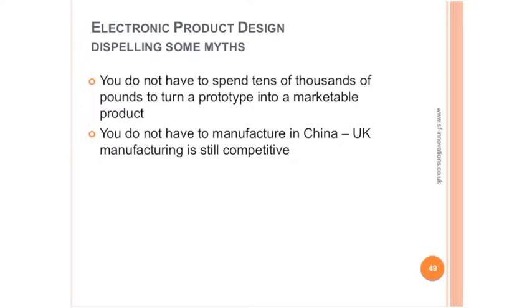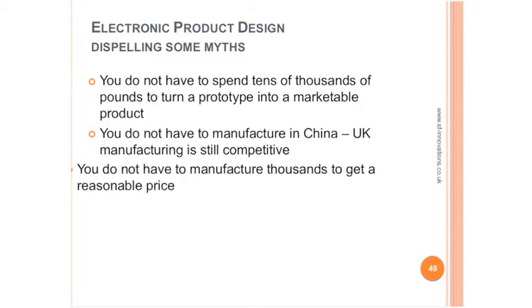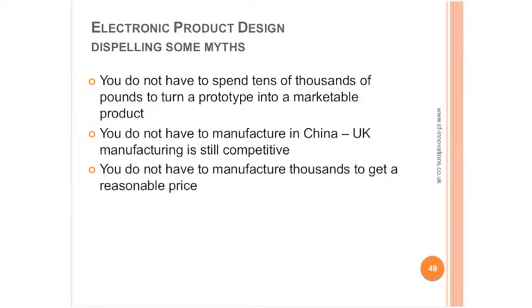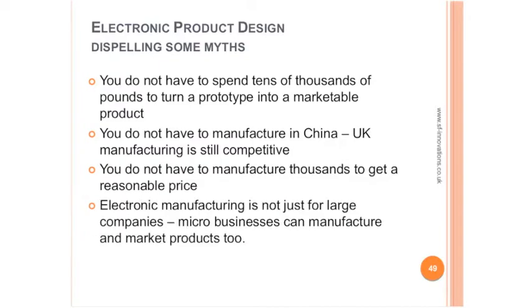You do not have to manufacture in China. Certainly for consumer products, you may have to, but all our products we make in the UK, and we remain competitive. And you do not have to manufacture in the thousands to get a reasonable price. So if you choose your market and your product carefully and then manage your designs, you can still manufacture and market them at a profit. Electronic manufacturing is not just for large companies. Micro businesses, i.e. one-man or one-woman businesses, can manufacture and market products too.